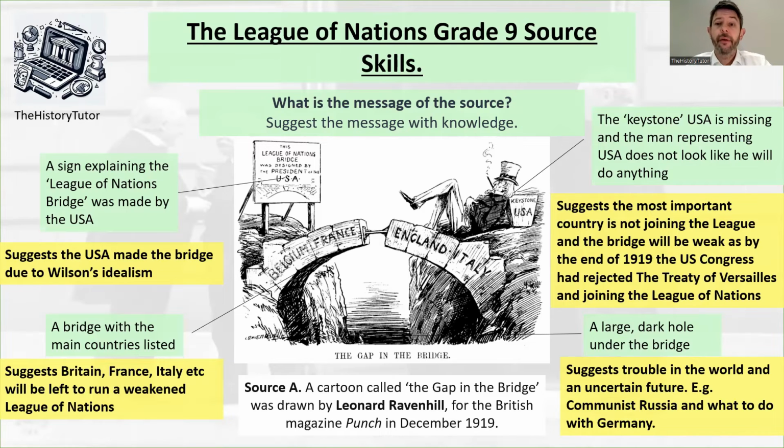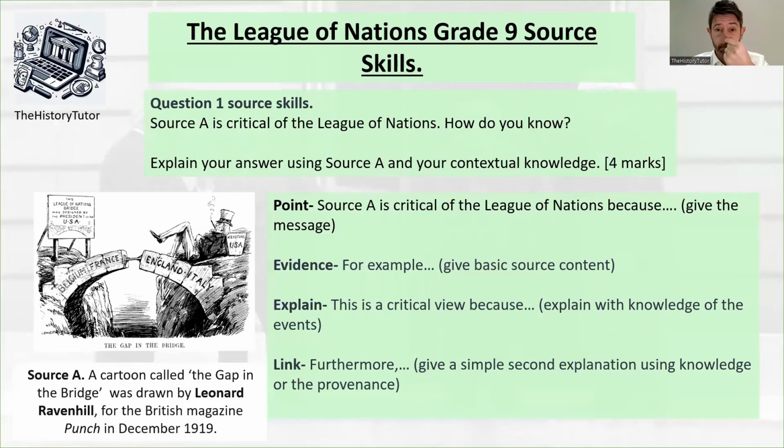So how are we going to answer the question with this then? We should remember our P structure from other videos. If it's your first video, then you'll see this structure repeated in lots of my videos, and how to structure your question really successfully. It's really important to repeat the question back and introduce an argument to start with. So source A is critical of the League of Nations because, and give a reason why. Because it looks weak. That's the sort of message of the bridge, isn't it? For example, give some basic source content or a message if you haven't given one in the opening line.